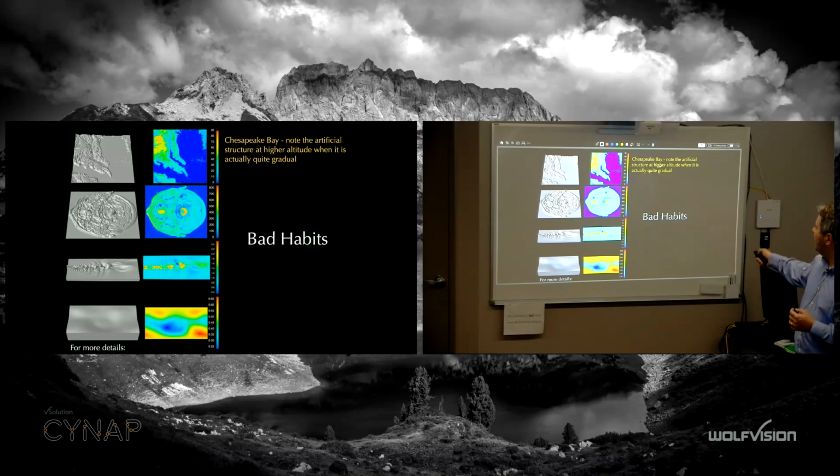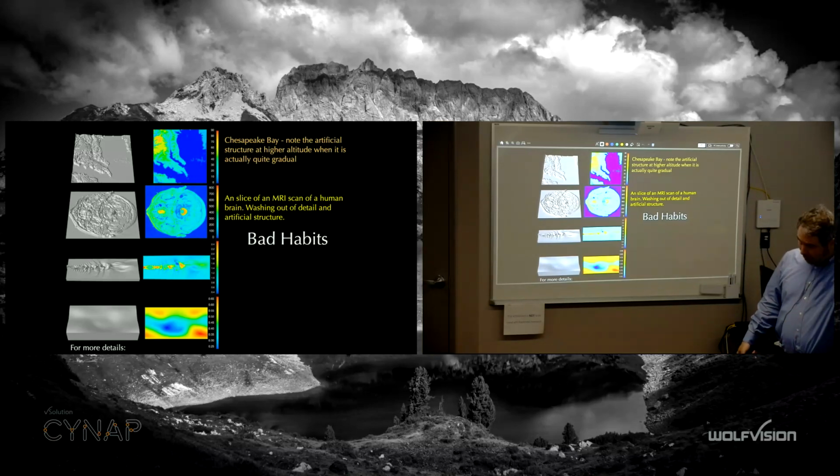Now, Chesapeake Bay, note the artificial structure at higher altitude when it's actually quite gradual. It feels like there's a mountain here. It's not, but it's a different color, so it becomes more prominent. A slice of an MRI scan, washing out the detail in all this part here because there's a high value right here at the bone. So that's it. You just highlighted the bone in the skull and nothing in the brain. And well, I was actually after the brain, please and thank you.